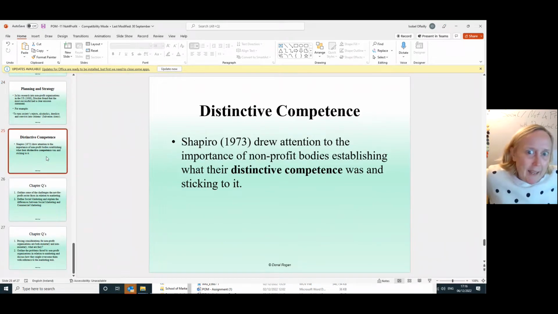So Shapiro again drew attention to the importance of non-profit bodies establishing what their distinctive competence was, and sticking to it. So do what you do well, and that's it.